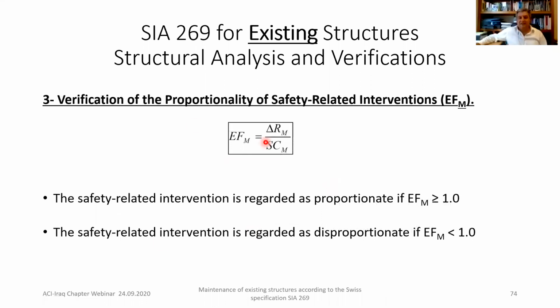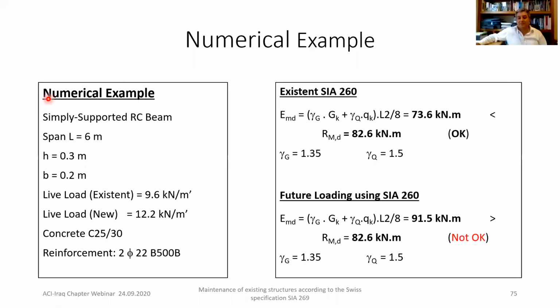So again, this is what I'm talking about, the proportions of safety and reduction. Now, to give you an idea what's going on with SCR 269, I will have a small example about a simply supported reinforced concrete beam. The span is 6 meters. The height is 30 centimeters and 20 centimeters the width.